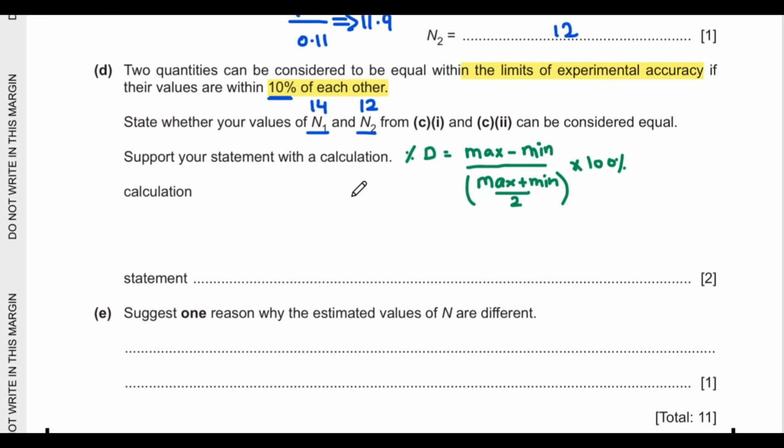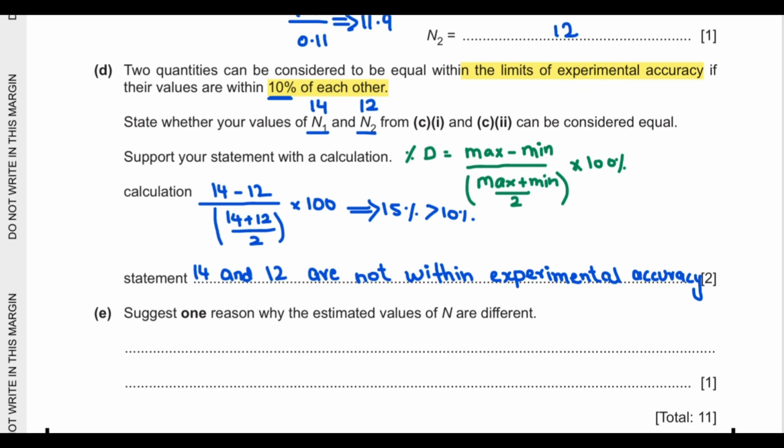To calculate percentage difference, we use this formula. Now let me substitute the values in this formula. The maximum value that we have is 14. So 14 minus 12 divided by (14 plus 12) divided by 2 and multiplying the whole thing by 100. So the answer that we will get is 15%, and this difference is greater than 10%. So these values are not equal. So I will write the statement as 14 and 12 are not within the experimental accuracy and they are not equal.